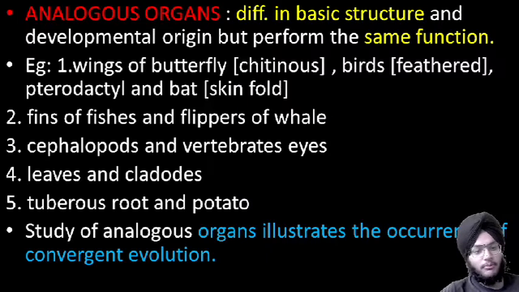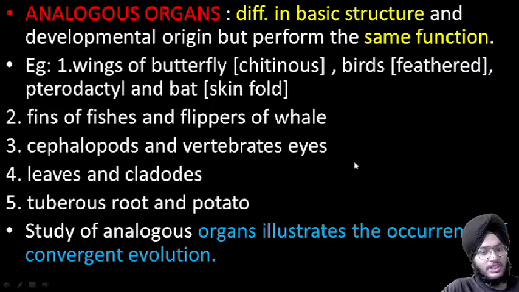Next, let us talk about analogous organs. These are different in basic structures and developmental origin but perform the same function. Examples are wings of butterfly, which are chitinous, bird's wing, which are feathered, pterodactyl and bat's wing, which are skin folds. Next is the fins of fishes and flippers of whale. Then the cephalopods and vertebrates' eyes, leaves and cladodes, and tuberous root and potato.